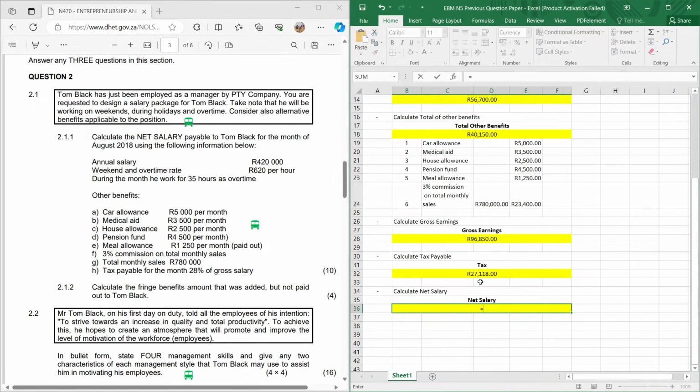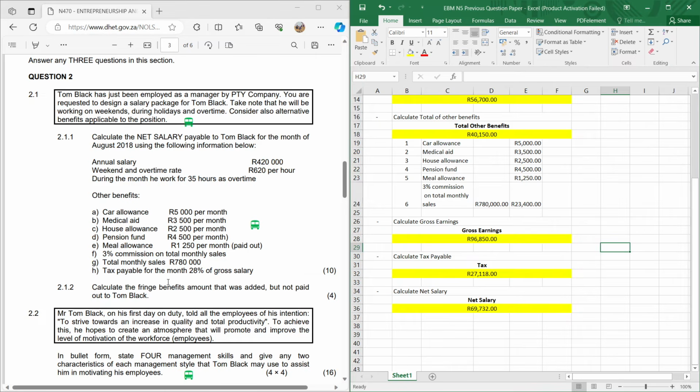So now that we have all these amounts, we can go ahead and calculate our net salary, which is simply going to be this amount, the gross earnings, minus all the deductions, and in this case for Mr. Tom it's just the tax, right? Whatever amount you get here is the amount Mr. Tom Black will be taking home. This is the amount that Mr. Tom Black will have in his bank account, which is 69,732.